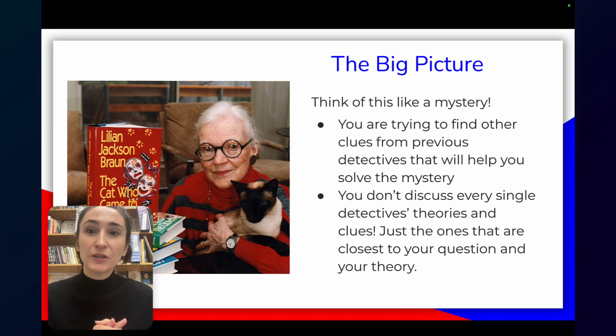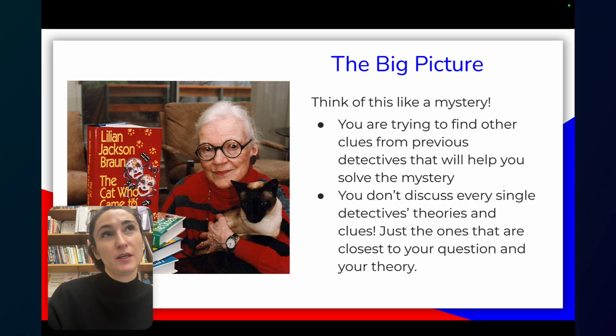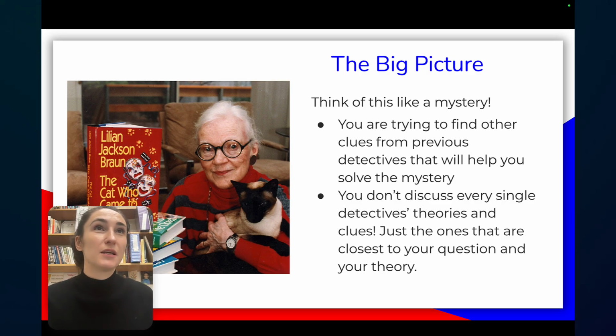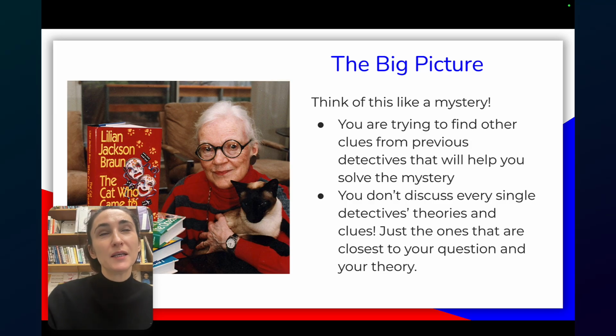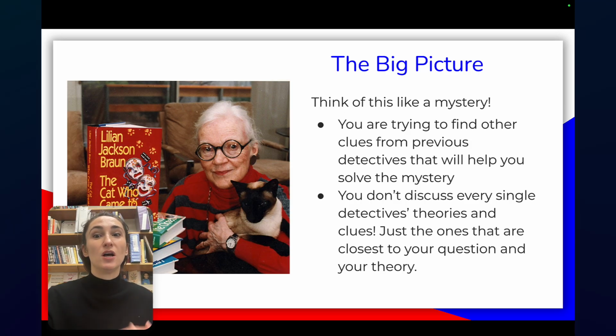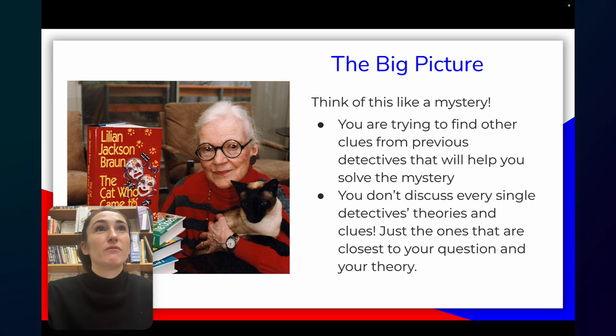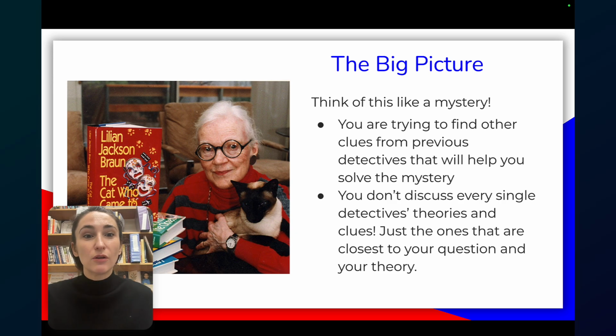Now, the big picture here is, I don't know if any of you are old enough, but there were these books in the 90s, these like mystery books where a cat solves mysteries. It's adorable. In any case, I want you to think of this literature review like a mystery, right? You are trying to find other clues from previous detectives that are going to help you solve the mystery, right? You're going to be looking for previous scholarship on the matter and seeing what they find, okay?